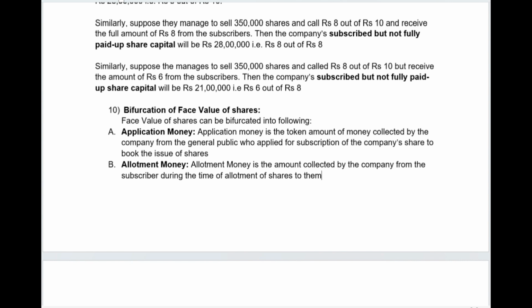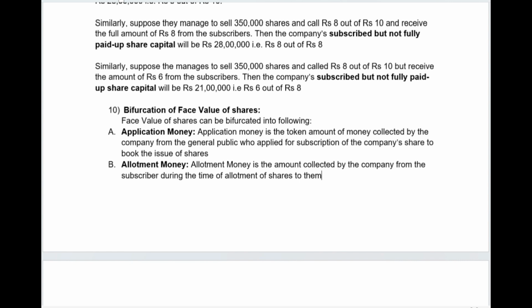Face value is the total paid up value of a share. So when a company issues shares in the market, it determines the face value of each share. Suppose that the face value of each share is rupees 10, but since the company knows it will be a financial burden on the subscriber or the purchaser of shares to pay the whole amount of money, the company divides the whole amount of face value into several small parts or small installments.